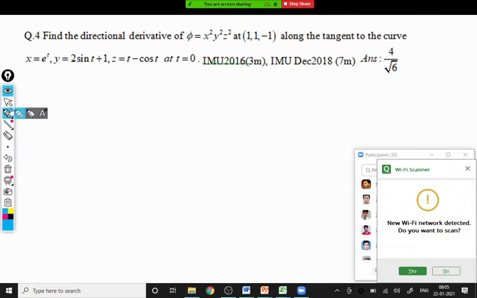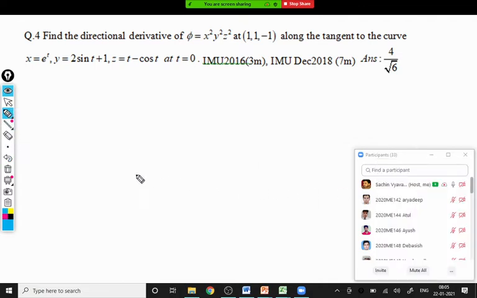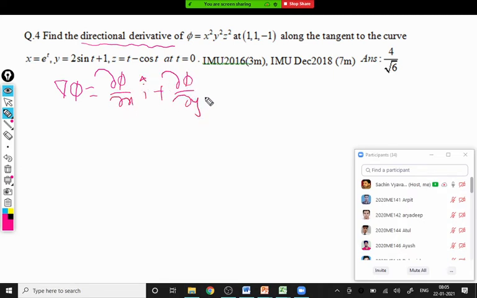The question that we have here: find the directional derivative. Now the keyword which indicates we have to find del phi is directional derivative. So this directional derivative indicates we have to calculate this del phi. Now the formula for del phi, that is the directional derivative, is dou phi by dou x i cap plus dou phi by dou y j cap plus dou phi by dou z k cap.